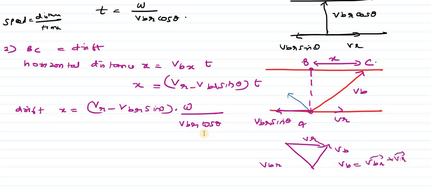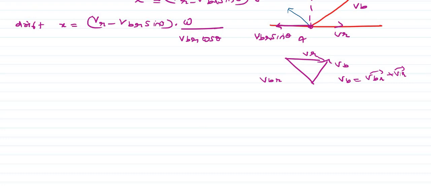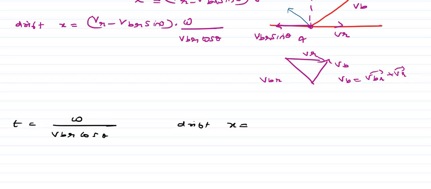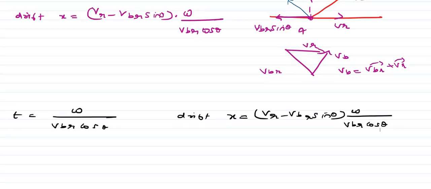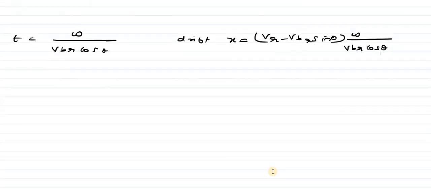So drift also we found, correct? Once again I am writing both the things. Time is given by width by the vertical component, and drift is generally VR minus VBR sine theta into the time taken. That is W by VBR cos theta, correct? Any doubt? Now, one by one, we are going to see three special cases.